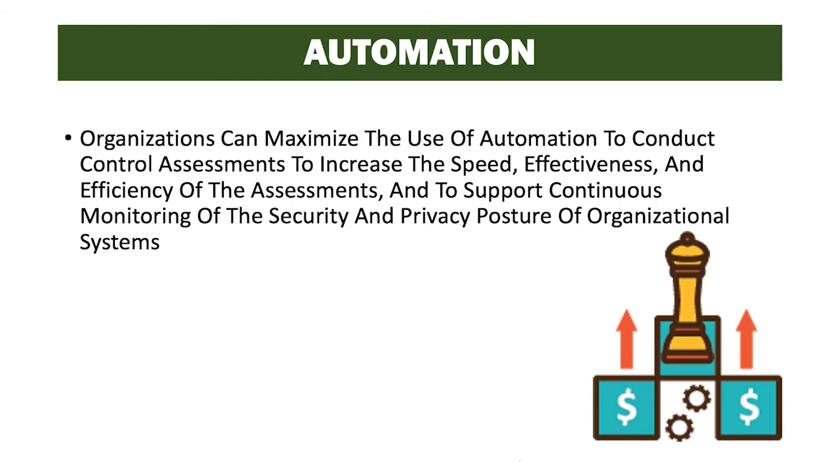Organizations can maximize the use of automation to conduct control assessments to increase the speed, effectiveness, and efficiency of assessments, and to support continuous monitoring of the security and privacy posture of organizational systems. So when we talk about automation, automation is going to expand the ability to look at more parts of the system more frequently and in greater depth. We can also use this process during the continuous monitoring of the controls. So if we can use automation during our assessment, it's best to do that.